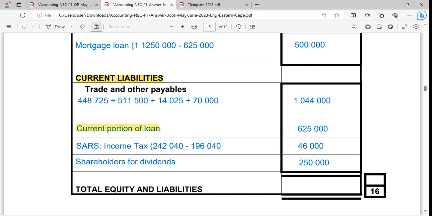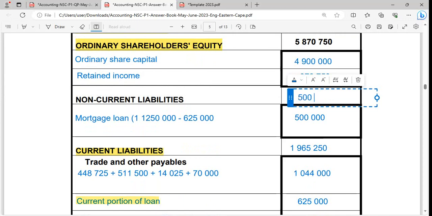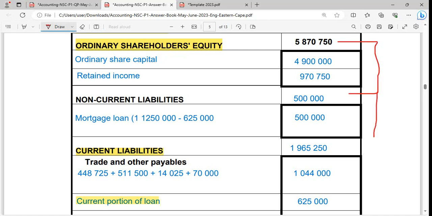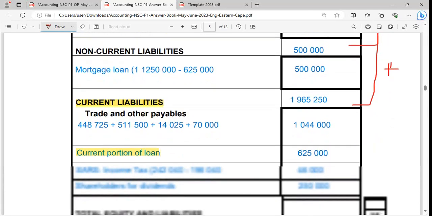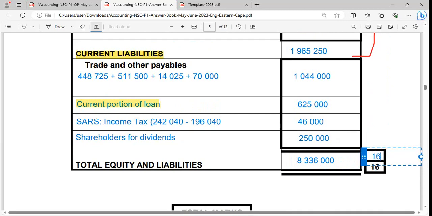Now we add our total: trade and other payables 1,044,000, current portion of loan 625, SARS 46, shareholders for dividends 250. So we must add that, it will give us the total current liabilities, which is 1,965,250. Then we bring back up the total of 500,000, which must go into non-current liabilities, because now we want to get total equity and liabilities. So to get total equity and liabilities, we take ordinary shareholders' equity and add non-current liabilities, and add, so we add. So when we add here we get these 3, then we get the total equity and liabilities. The balance I am getting is 8,336,000.